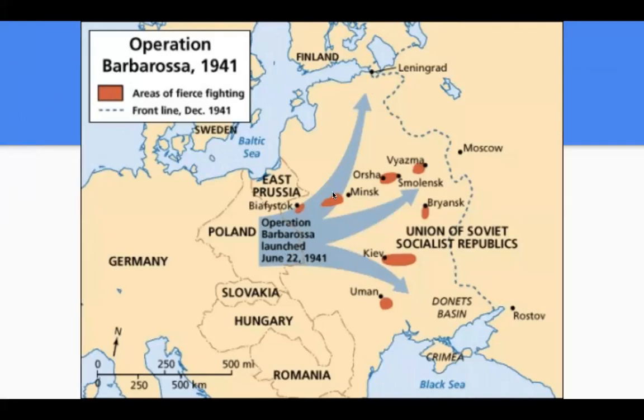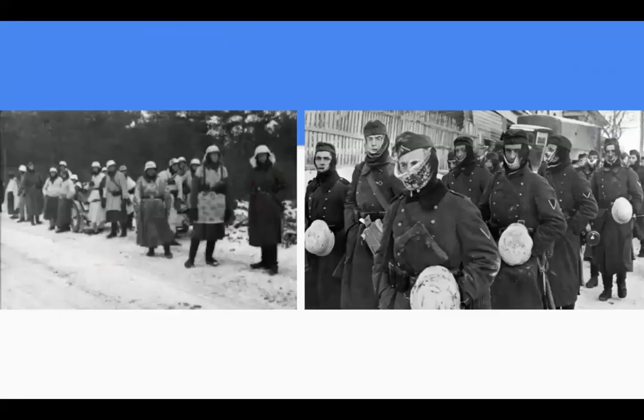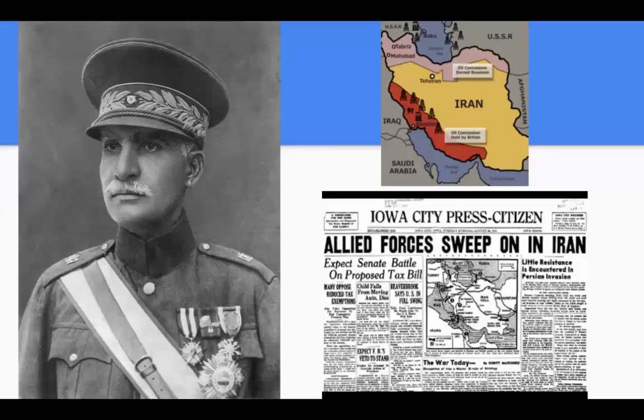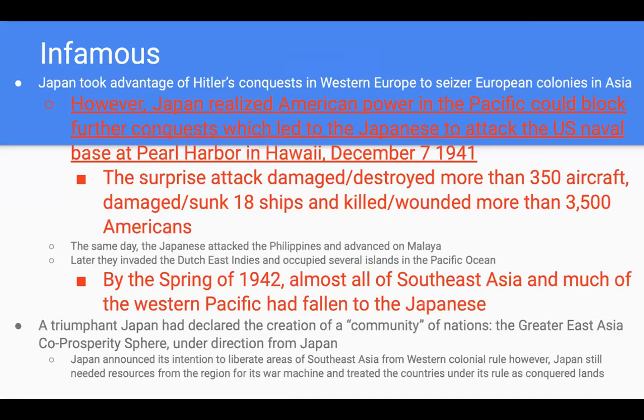So they went to Leningrad, 25 miles of Moscow, and Stalingrad is over here somewhere. Here are the Germans in their uniforms. This kind of looks like they're from Star Wars, fighting in the snow. That is the Shah Reza Pahlavi from Iran, a young looking one. And this is them invading Iran, Soviet Union right here. All right, infamous.